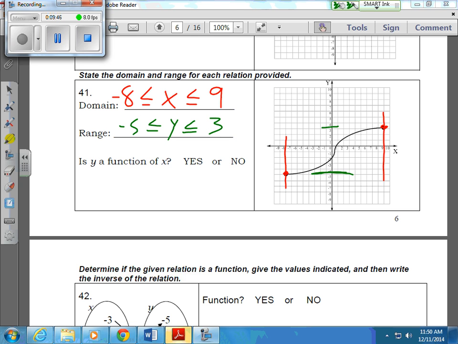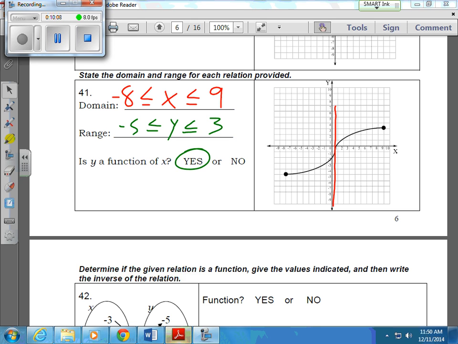Is this a function? Well, no. Yes. Yes, because it passes the vertical line test. There's no place where if I have a vertical line, it's actually slightly curved. Okay.